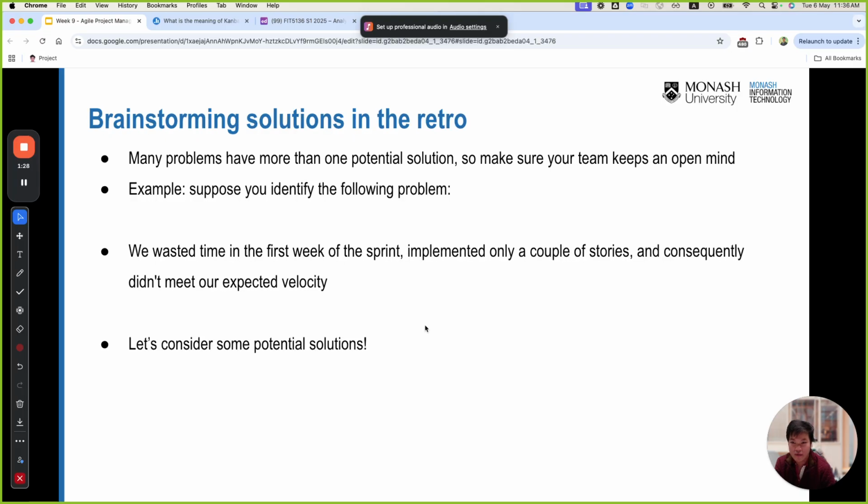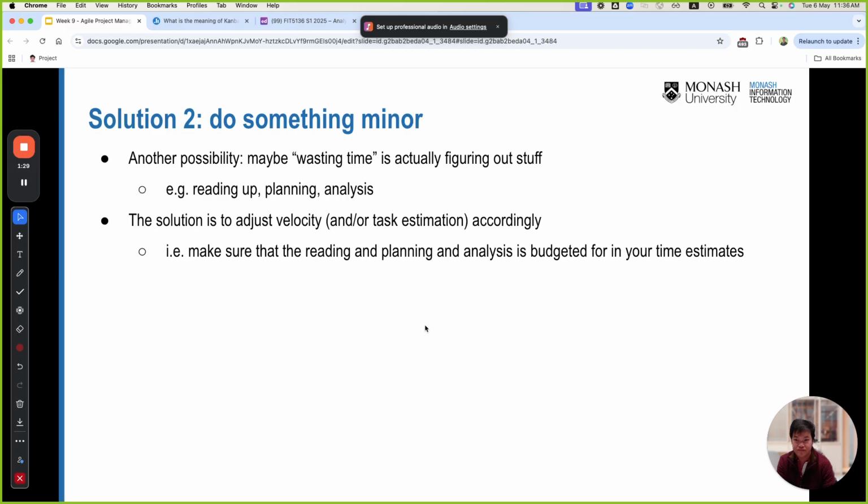Brainstorming solutions in the retro, that's what I mentioned to you. During the retrospective meeting, you should think about what should be the solution. How can we make things better?